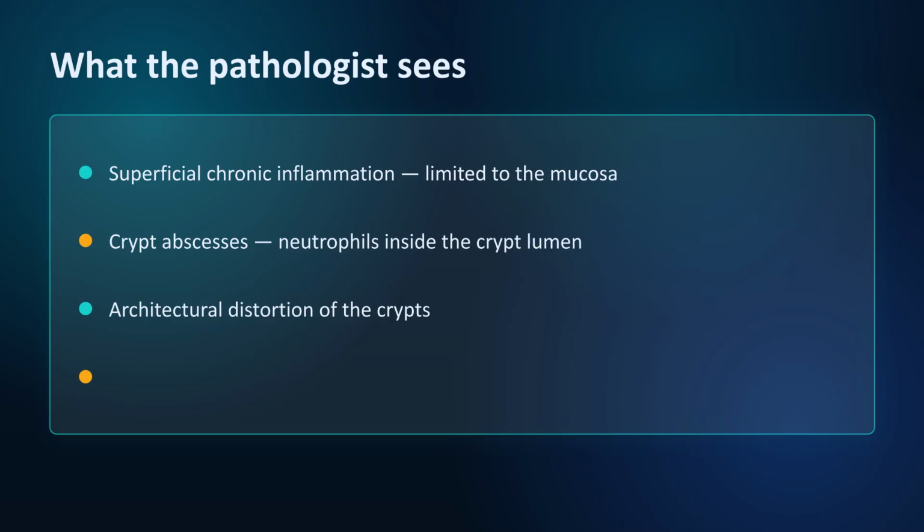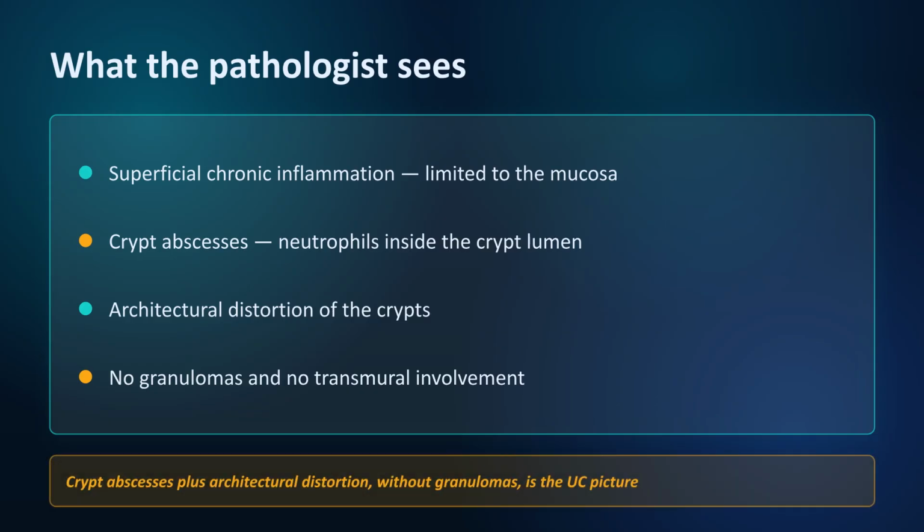The normal orderly parallel crypts become branched and irregular. And here is what you should not see. No granulomas, and no transmural involvement. So the picture is crypt abscesses, plus architectural distortion, without granulomas. If a granuloma appears on the report, reconsider the diagnosis. Biopsies should be taken from multiple segments, including normal-appearing mucosa.